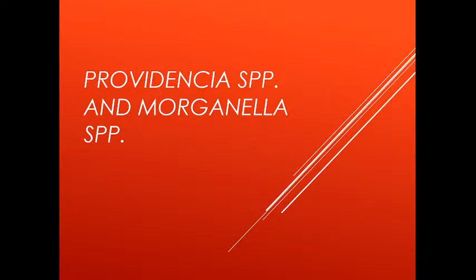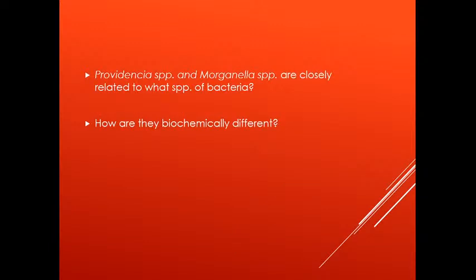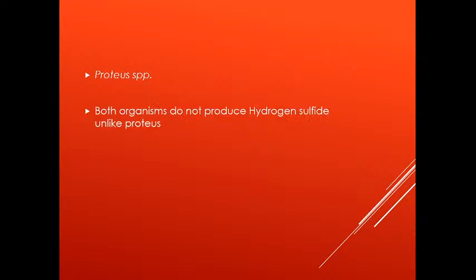Providencia and Morganella are closely related to the Proteus species, but we're going to discuss them in a specific slideshow here. How are they biochemically different? Both organisms do not produce hydrogen sulfide, unlike Proteus. So, unlike Proteus, Providencia and Morganella don't have H2S. They don't have that black tinge in the TSI media.